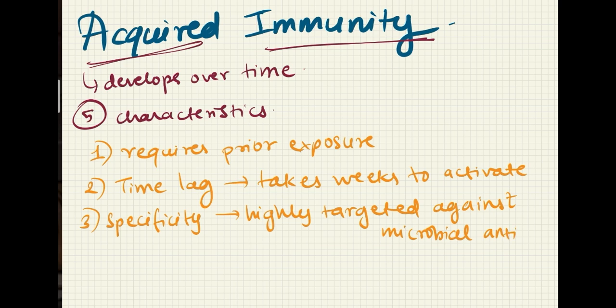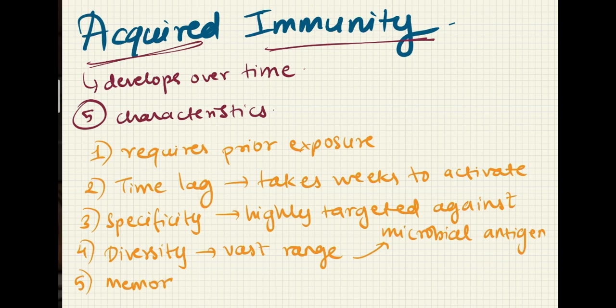Fourth is diversity. Despite this extreme specificity, the system as a whole is active against a vast, structurally diverse range of antigens. And fifth, perhaps most remarkably, is immunological memory. A proportion of the activated T and B cells permanently transition into memory cells to guarantee a highly effective response the next time that specific threat appears.